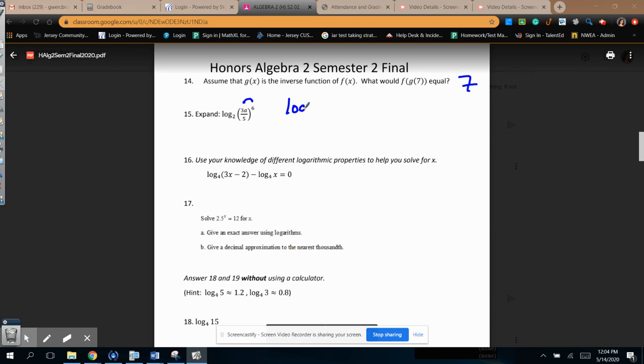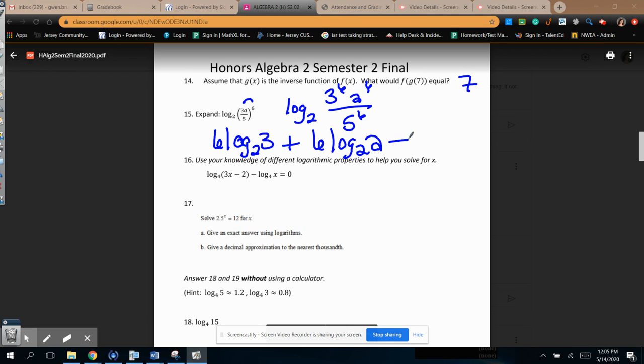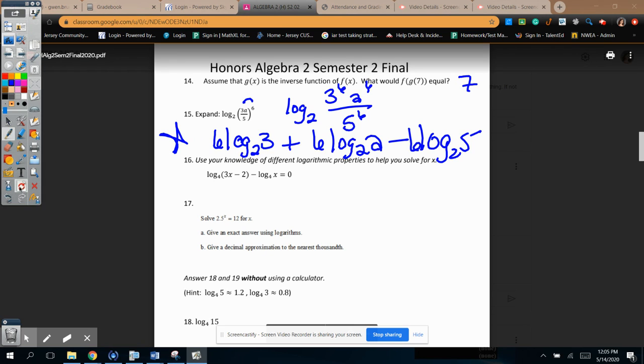I first would have rewritten this as log base 2 of 3 to the 6, a to the 6 over 5 to the 6. I think this will be the most commonly missed. And then everything on top gets the plus and everything on bottom gets the minus. Remember the magnet rule. So you would have 6 log 2 of 3. This will get a plus because it's being multiplied on the top. 6 log 2 of a. And then the minus on the bottom, 6 log 2 of 5. Okay, I think that will be a tough one.